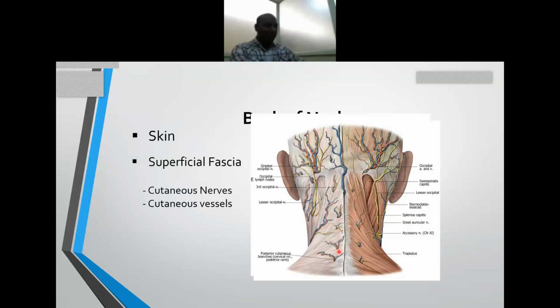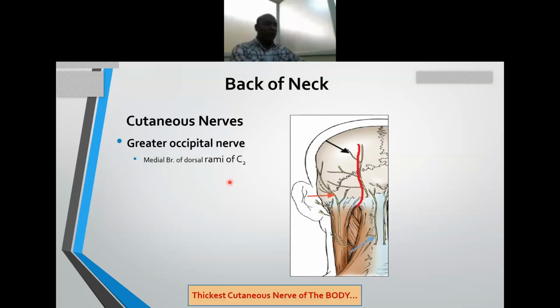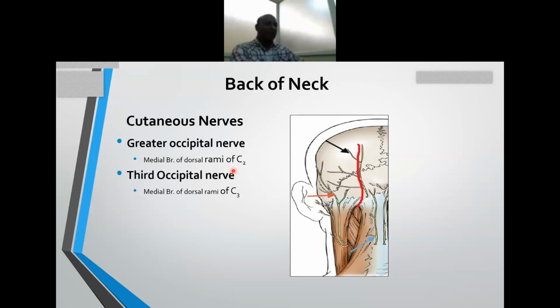You can see the cutaneous nerves which pierce the trapezius and come out to supply the back of the neck. Coming to the cutaneous nerves, we have the greater occipital nerve, which is the medial branch of the dorsal ramus of C2. This is one of the thickest cutaneous nerves in the body, and it is purely sensory or cutaneous. It doesn't have any muscular supply.